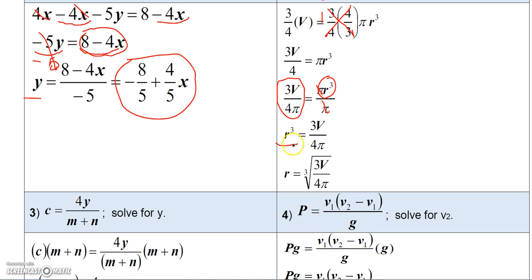Now the next thing I have to do, because this gives me r cubed, it doesn't give me r. So what I have to do to get r is take the cube root of both sides.